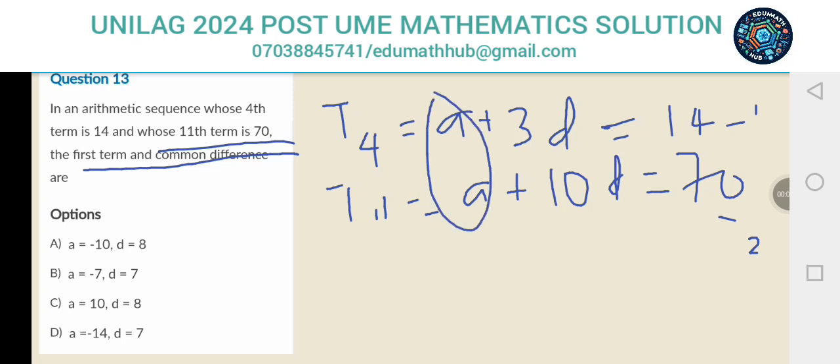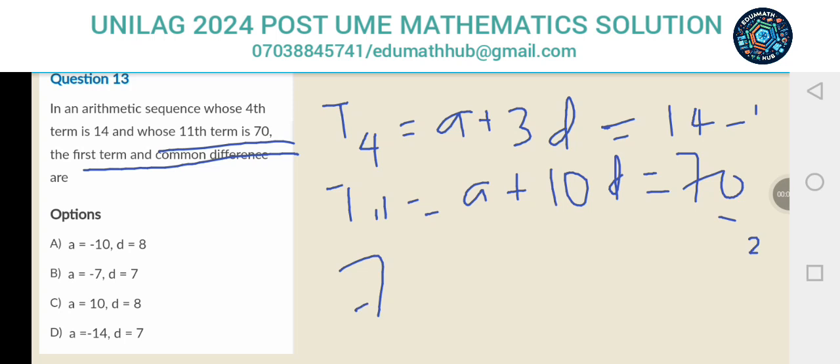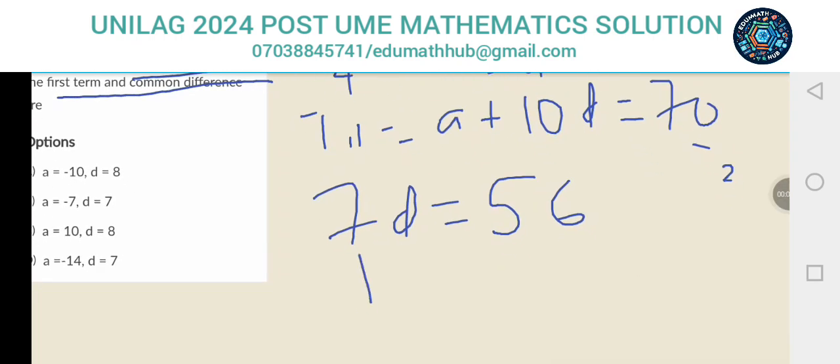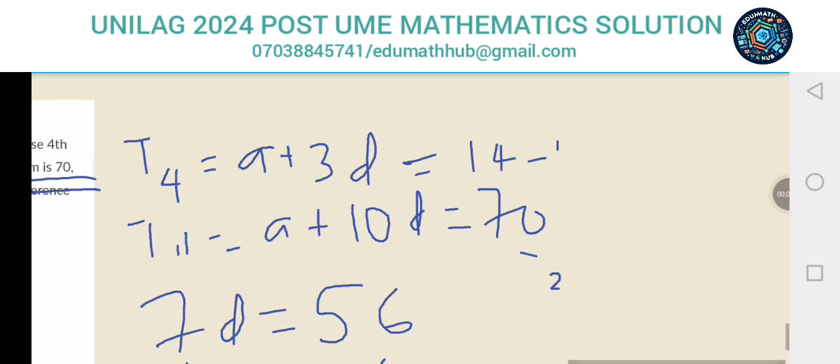So a minus a will give us 0. You need to write it. 10d minus 3d will give us 7d, is equal to 70 minus 14 will give us 56. Then from there, d equals 56 over 7. Then from here, d is equal to 8. Now let's find a. Since d is 8, what will a be? Come to this part here and plug it in here.